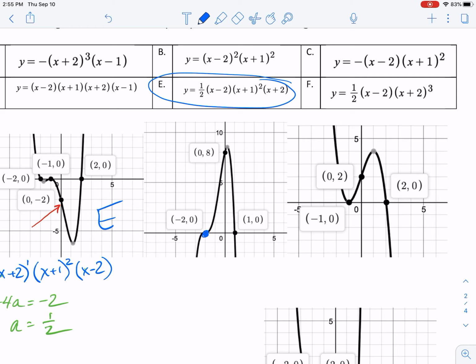Okay, next one, we have a bend here. So that's going to have an odd multiplicity bigger than 1, and then we pass through right here. This is going to have an x plus 2 cubed. Once again, it could be to the 5th or the 7th or the 9th or whatever, but we're going to go as simple as we can, especially because all the possibilities they gave us were as simple as they could be. Okay, and then we have an x minus 1 that just shows up once.